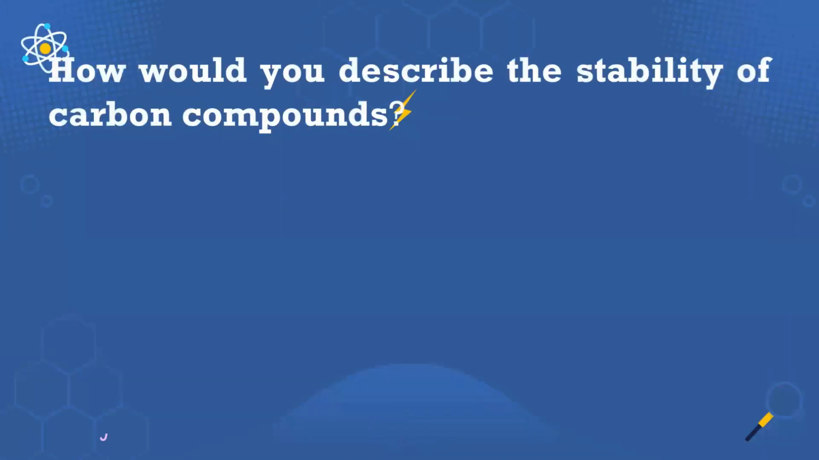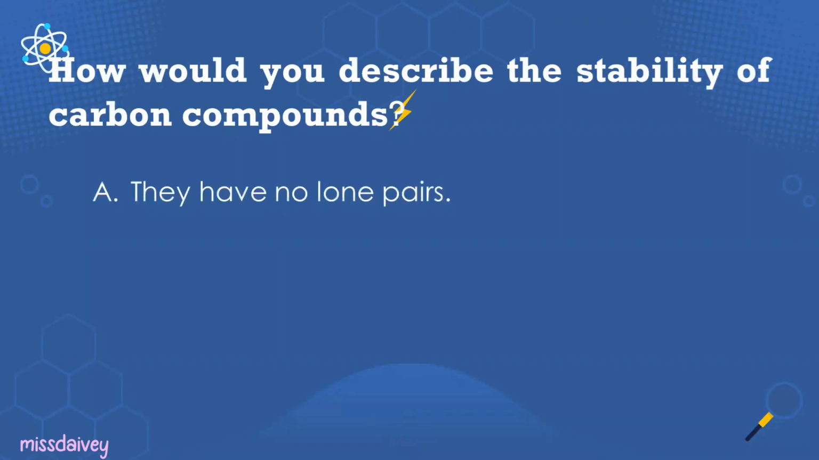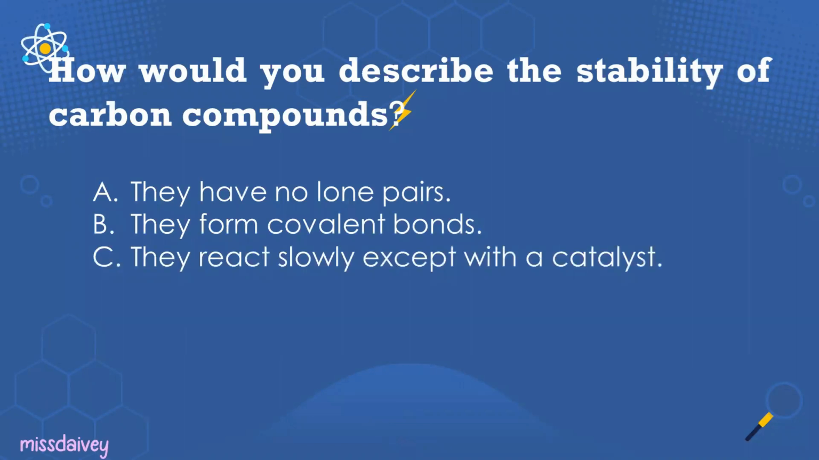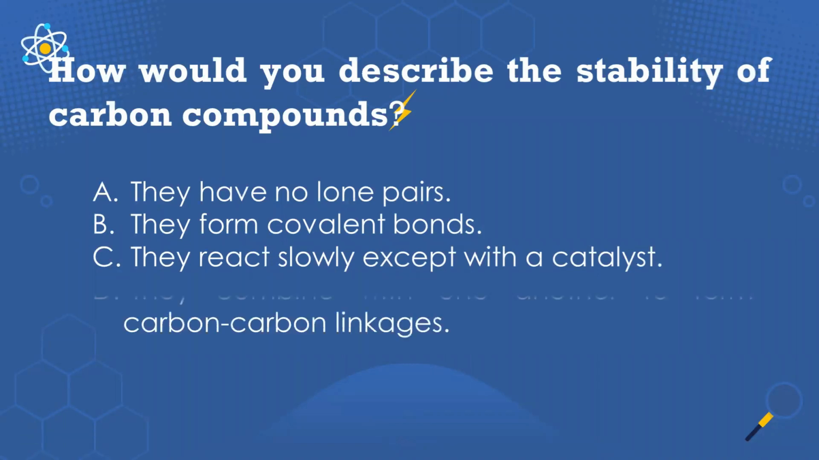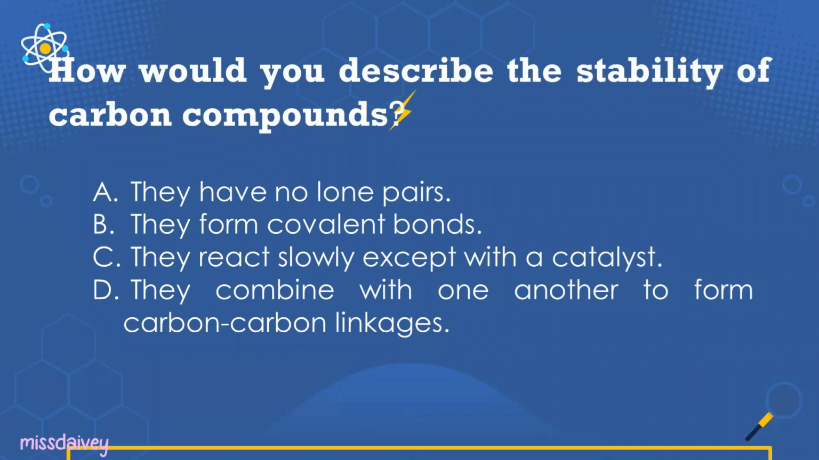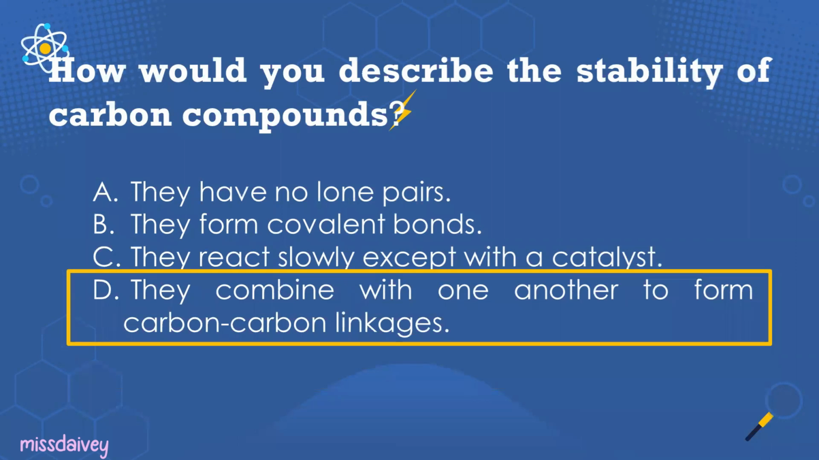How would you describe the stability of carbon compounds? A, they have no lone pairs. B, they form covalent bonds. C, they react slowly except with a catalyst. Or D, they combine with one another to form carbon-carbon linkages. The correct answer is D, they combine with one another to form carbon-carbon linkages.